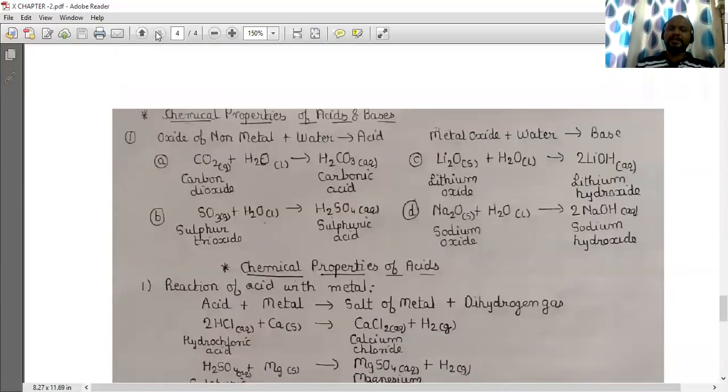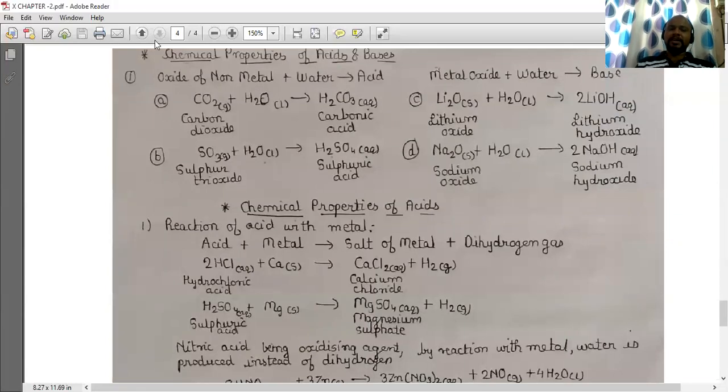chemical properties of acids and bases. First is, when the oxide of a non-metal reacts with water, it gives us acid. This is the general equation which we should remember while writing the equation. We'll take two examples of it. Carbon dioxide when it reacts with water gives you carbonic acid, that is CO2 plus H2O gives you H2CO3. The second equation is sulfur trioxide, which when it reacts with water gives you sulfuric acid. SO3 plus H2O gives you H2SO4.